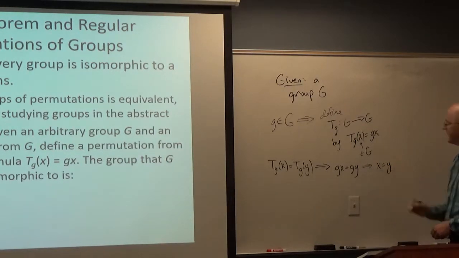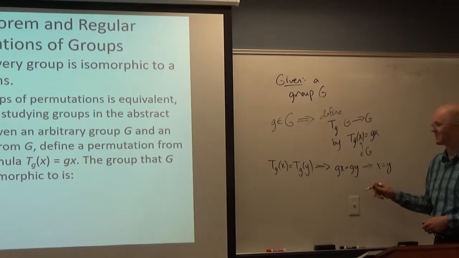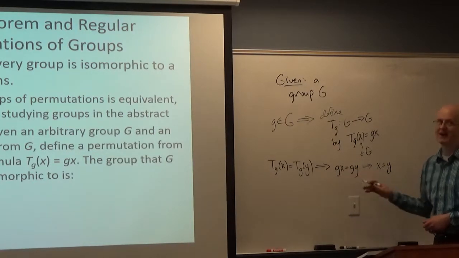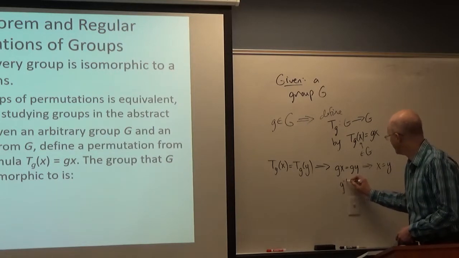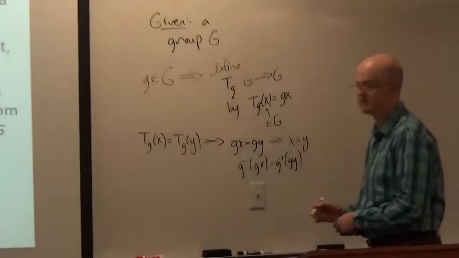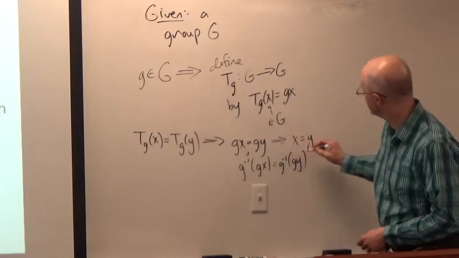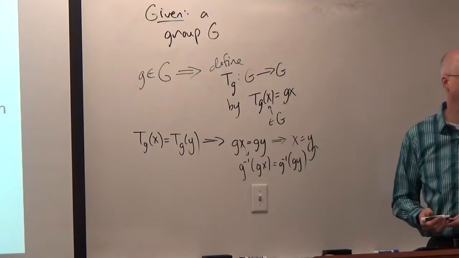What's the reason for that last step? Cancellation law, left cancellation, okay? Again, I won't mark it wrong if you put the slashes through the g's. Don't put divided by g, don't do that, because again, groups are not abelian in general. You could certainly show your work by multiplying on the left both sides by g inverse. Or you could just say by the cancellation law. So that would verify that T sub g is one-to-one.